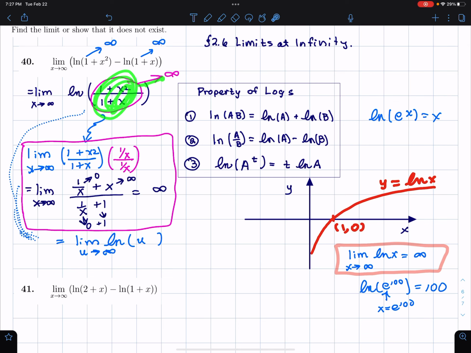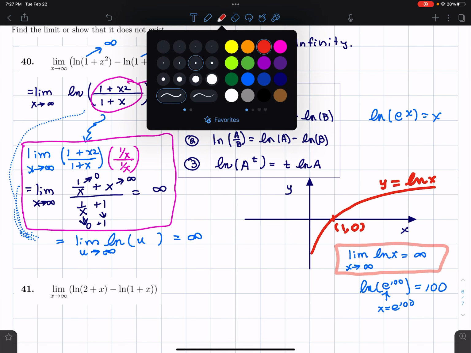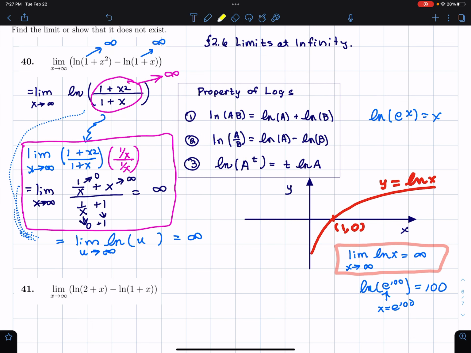This inside part goes to infinity. That means the inside gets bigger. We already said as the input of logarithm gets bigger and bigger, our limit's infinity. As the input approaches infinity, we get infinity. So I'm going to write infinity, and that's our answer. But you didn't have to really write that line that I just wrote, I don't think. You could just put it right here as infinity.